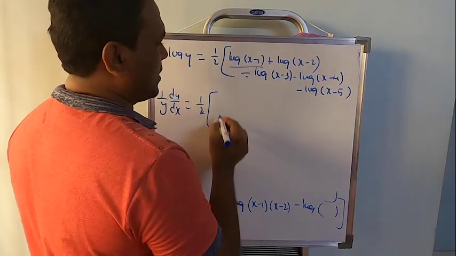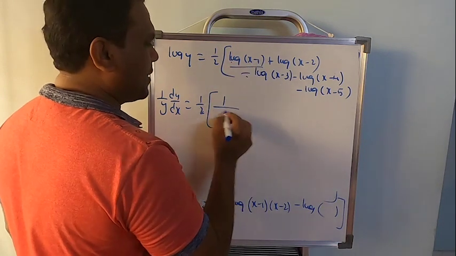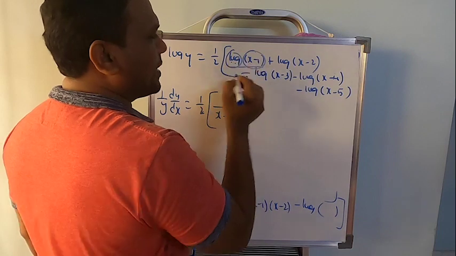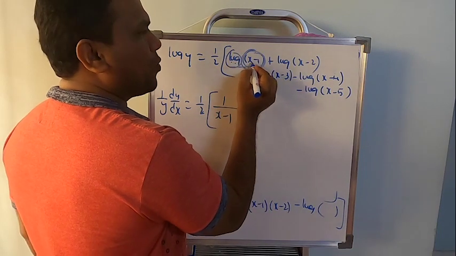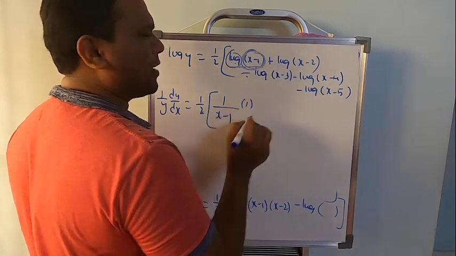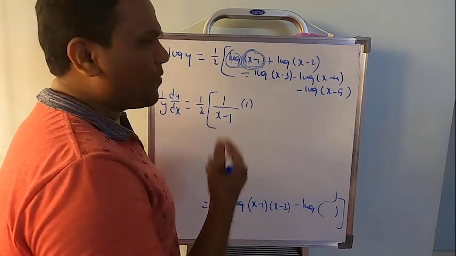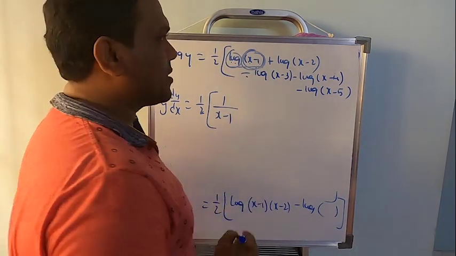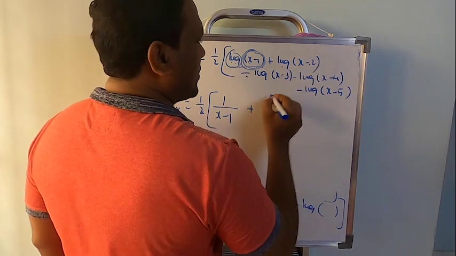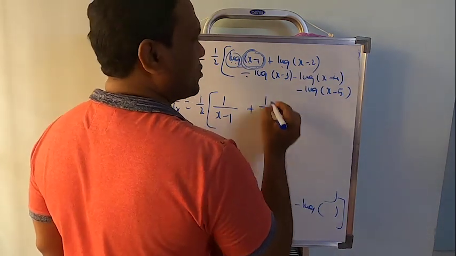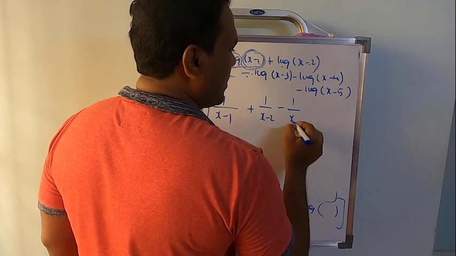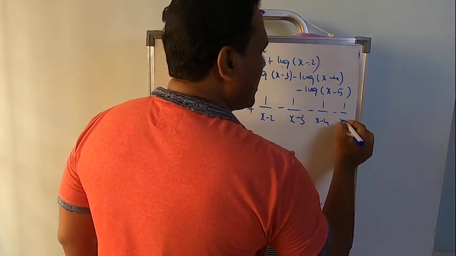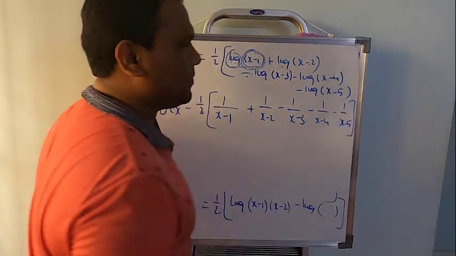Log of x minus 1. Differentiation of log x is 1 by x. So 1 by x minus 1, first for log, then for x minus 1. Differentiation of x minus 1 is what? 1 minus 0. So it's just going to be 1. If you want, you can write it down, or if you are able to understand, just leave it out now. That's it. Differentiation of log of x minus 1. Plus log of x minus 2, 1 by x minus 2, minus 1 by x minus 3, minus 1 by x minus 4, minus 1 by x minus 5.